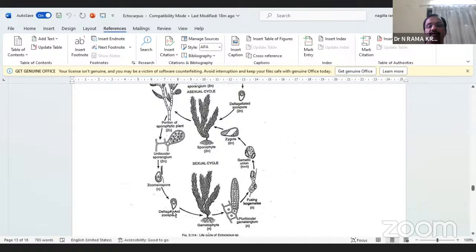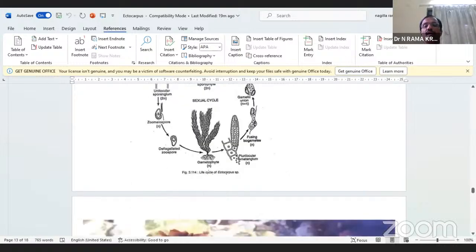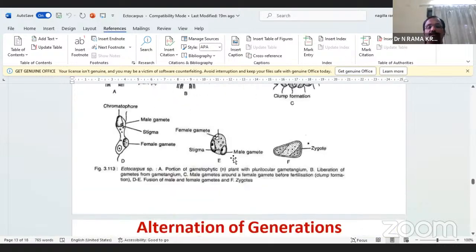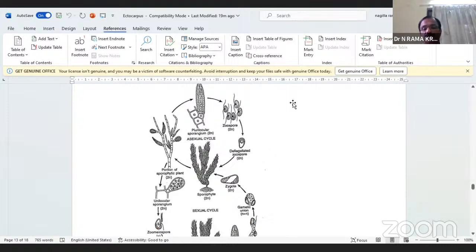Unilocular sporangia, sporophytic generations. So when these spores come to the outside, the spores germinate. So where the spores are, that is the sporophytic generation. Next one is the gametophytic generation. That's why here we are saying alternation of generations. You see, this is alternation of generations.